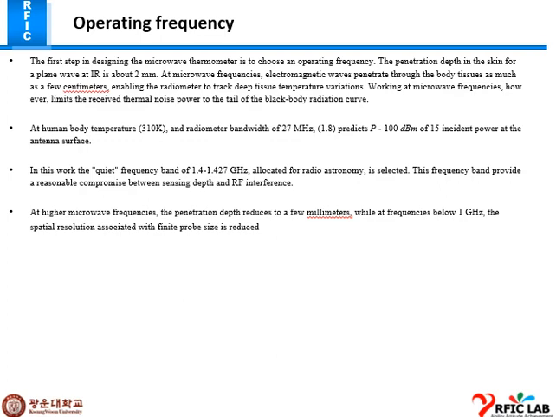At human body temperature, 310 kelvin, and a radiometer bandwidth of 27 megahertz, this predicts minus 100 dBm of incident power at the antenna surface. The work is in a quiet frequency band of 1.4 to 1.427 gigahertz, allocated for radio astronomy, which was selected. This frequency band provides a reasonable compromise between sensing depth and RF interference.